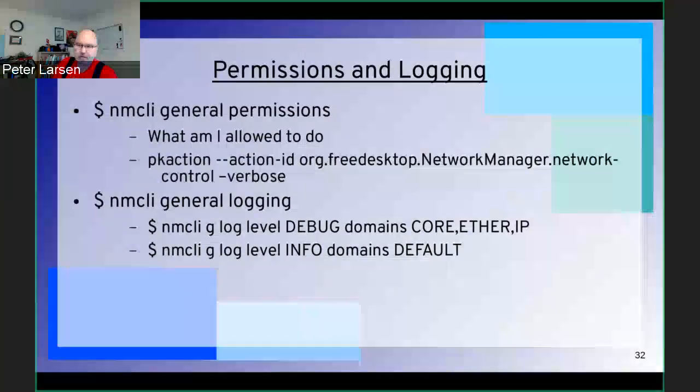But as you can see, if I have a problem I want to debug, I can literally turn up the debug level on, for instance, layer one and layer two, actually layer three with IP, for standard IP addresses. I can then see what Network Manager does in detail and what it gets back at those levels in my logs.